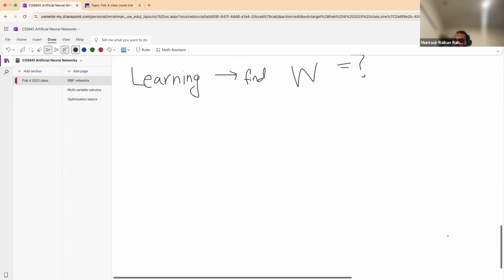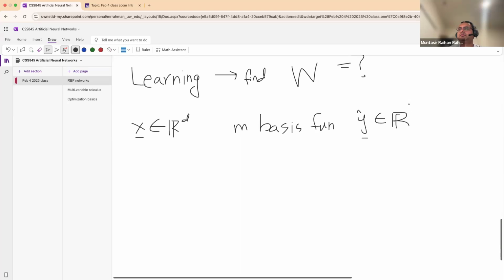Okay, so now let's specify in full generality our matrix equation. We have an input vector x which belongs to d-dimensional space, right? We're going to have m basis functions, our output is k-dimensional, and I have n data points.